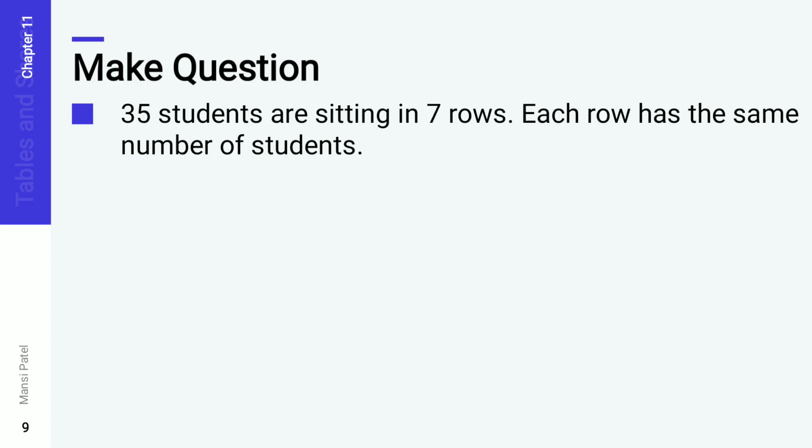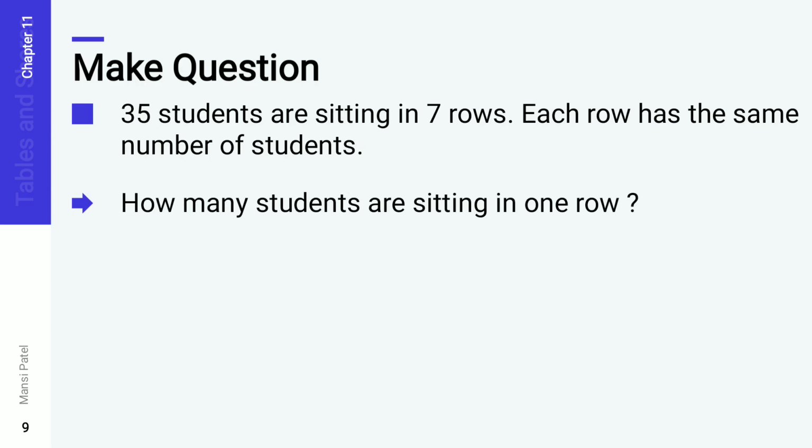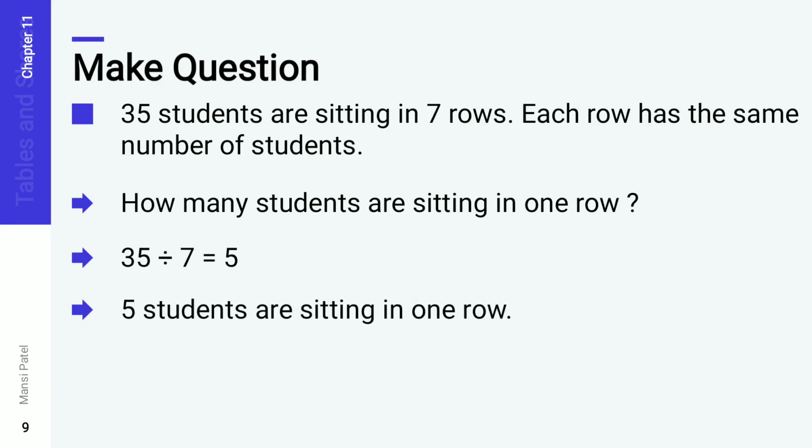Total students is 35 and total number of rows is 7. Here they were given both the things in total. So here we have to make the question for the division. So your question is, how many students are sitting in one row? So do the division. 35 divided by 7. So how many students are there? 5. Therefore, your conclusion statement is 5 students are sitting in one row. Let us see one more.